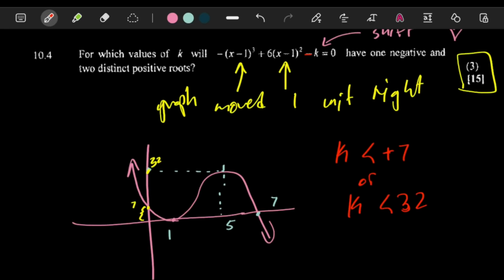The reason why k needs to be... no, k needs to be smaller than 7, but k needs to be bigger than 32. The reason why k needs to be bigger than 32... what's the reason now? This doesn't make any sense. K has to be smaller than 7. No, I'm sorry, I meant k has to be bigger than 7. Yeah, that's what I meant here. I feel like I'm confusing you, and I'm sorry. K here has to be bigger than 7.